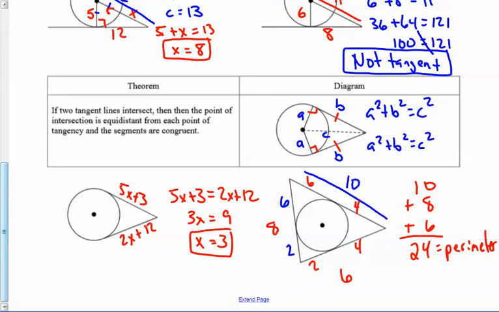All right, and again, it's just the same idea that tangents to a circle are congruent to each other if they intersect. All right, so that's the notes. We'll work on these types of problems. We'll also look at equations of a circle in class next time.